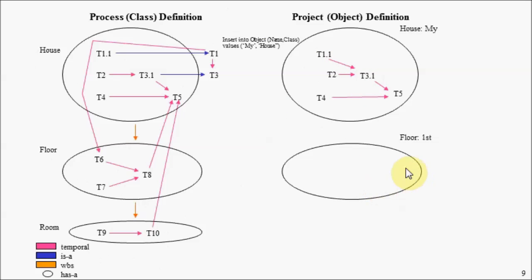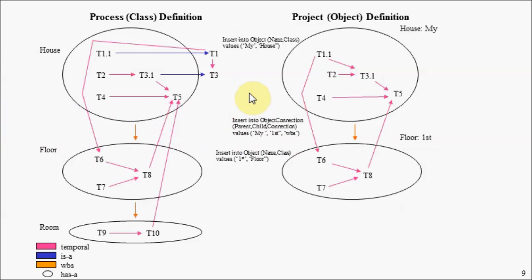Let's assume now we would like to instantiate a floor, and we're going to call it first. So we insert into our object table, naming it first of type floor. And Tcsql behind the scenes will instantiate our tasks here and the temporal relationships between them. Assume now we would like to connect our first floor to our house here. So we're going to insert into our object connection table. And what Tcsql will do behind the scenes is connect up the tasks that cross entity boundaries here, this temporal relationship here.